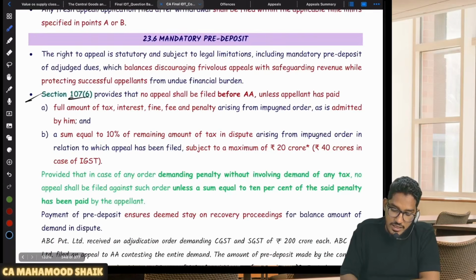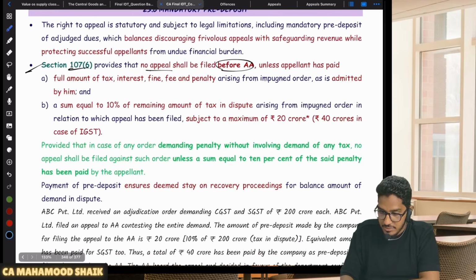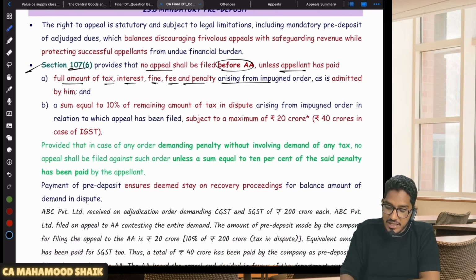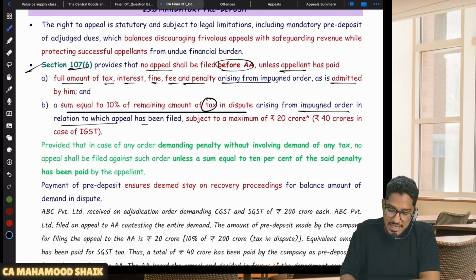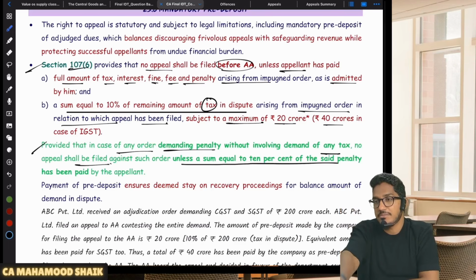So here, 107(6) provides that no appeal shall be filed before the appellate authority, before commissioner appeals and additional commissioner appeals, unless the appellant has paid the full amount of tax, interest, fine, fee and penalty arising from the impugned order as is admitted. Admitted tax, penalty and interest you have to pay. And also a sum equal to 10% of the remaining amount of tax in dispute, only consider tax in dispute, arising from the impugned order in relation to which the appeal has been filed, subject to a maximum of 20 or 40. Provided that in case of any order demanding penalty only without any tax, no appeal shall be filed unless an amount equal to 10% of the penalty has been paid.